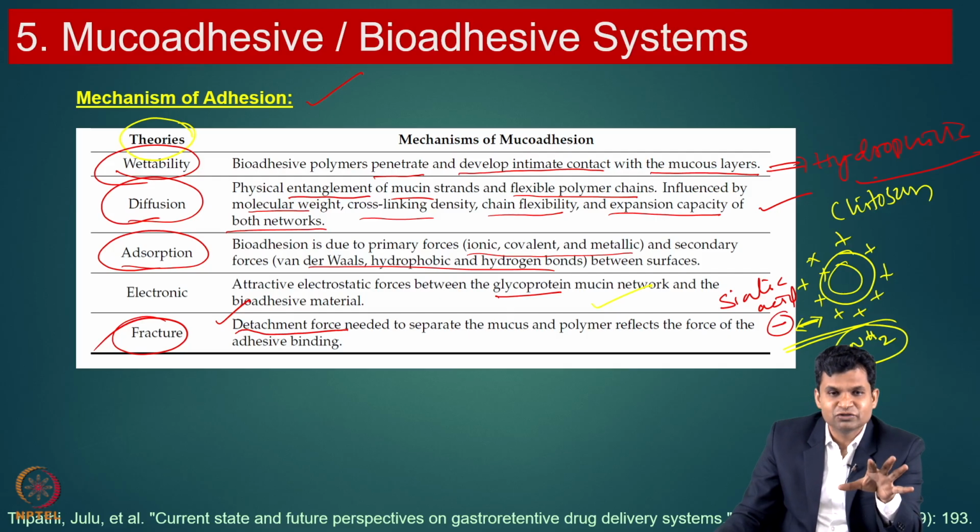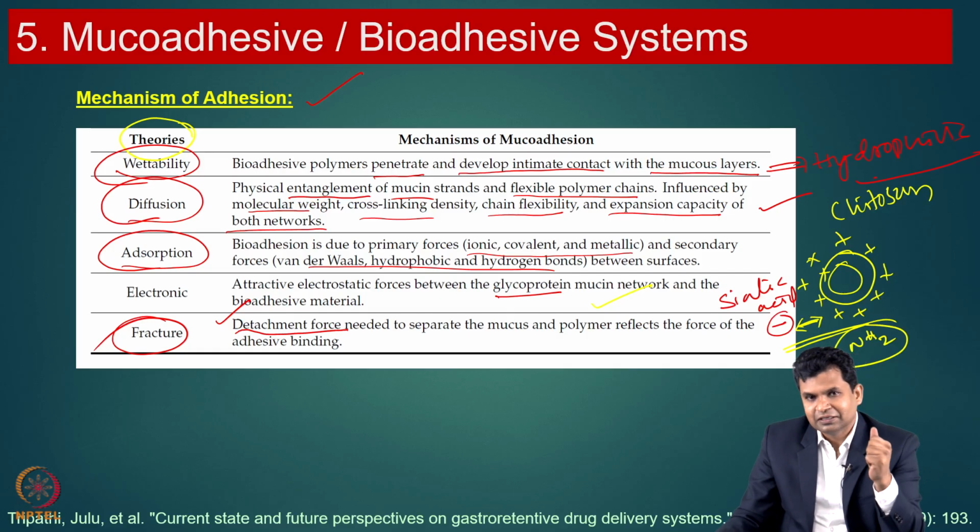Not only do we use this system in the oral route, we also use it in other cases, like nasal delivery, even ocular delivery, and other types like rectal and vaginal delivery systems. We use these mucoadhesive polymers as carriers.